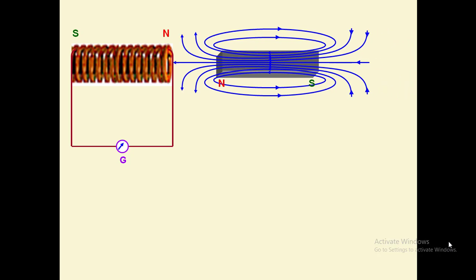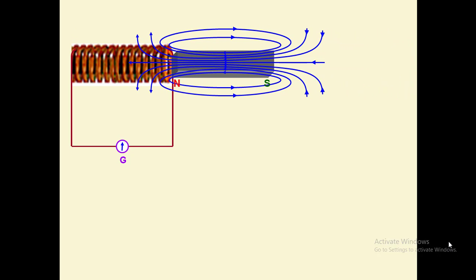But whenever I move the bar magnet towards the solenoid coil, you can observe that there is induced current. Now at this moment, if I stop moving the bar magnet, even though the field lines are passing through the solenoid coil, there is no current in the galvanometer. So induced current is produced only whenever there is relative motion between the magnet and the solenoid coil.